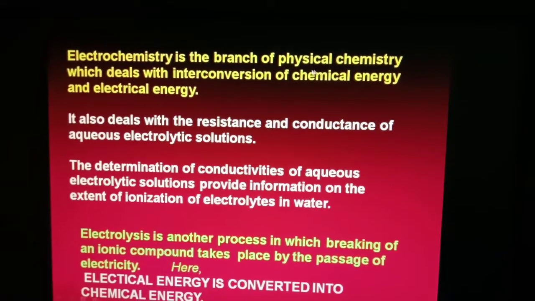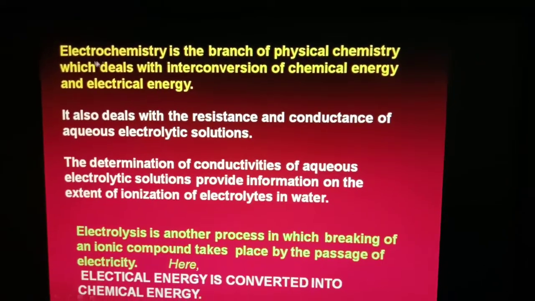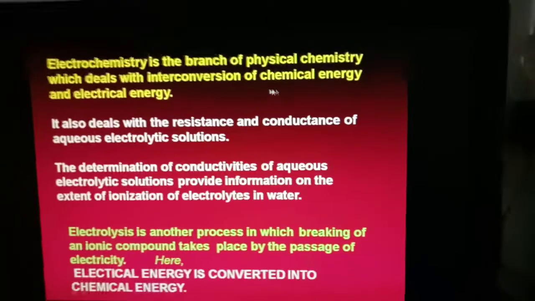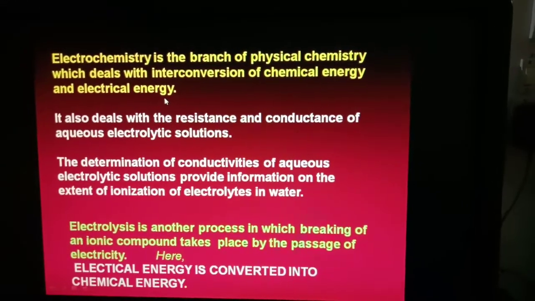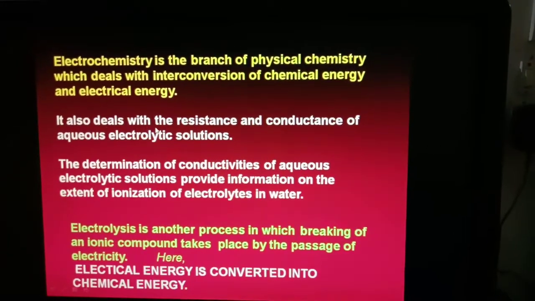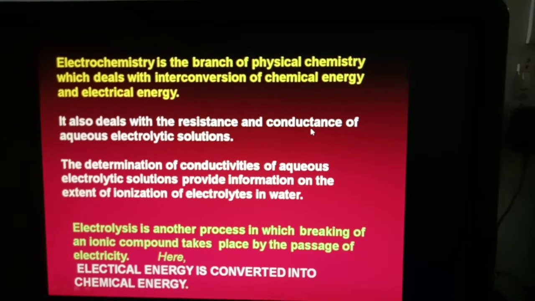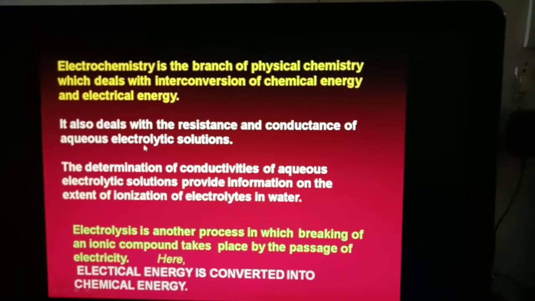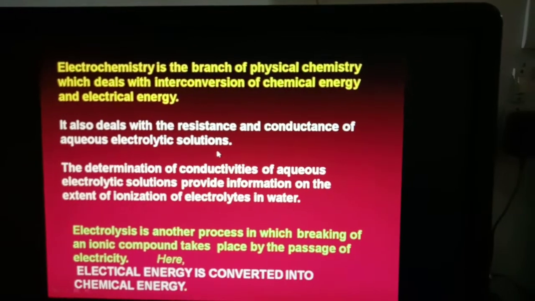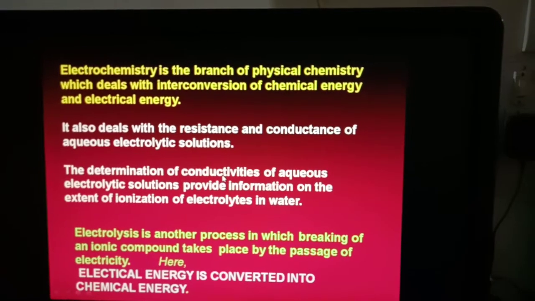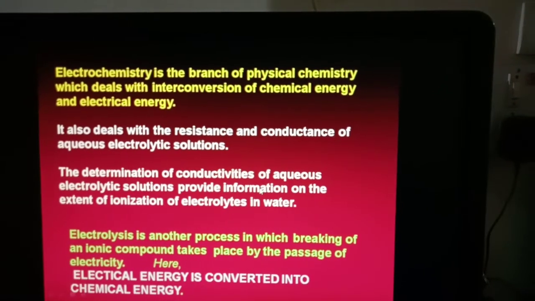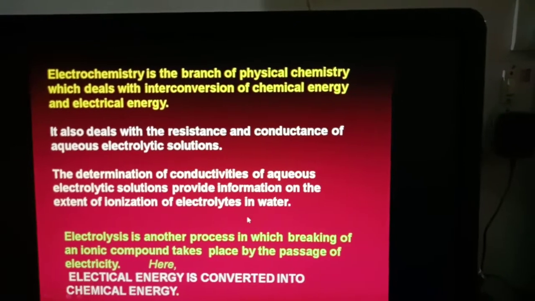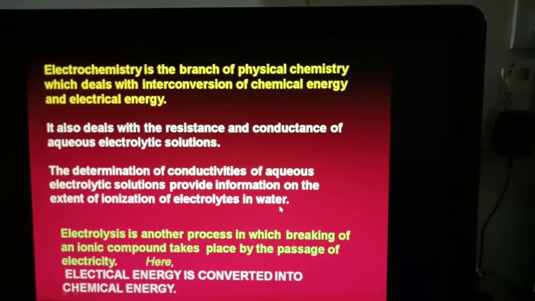Electrochemistry is the branch of physical chemistry which deals with interconversion of chemical energy and electrical energy. It also deals with the resistance and conductance of aqueous electrolytic solutions. The determination of conductivities of aqueous electrolytic solutions provide information on the extent of ionization of electrolytes in water.